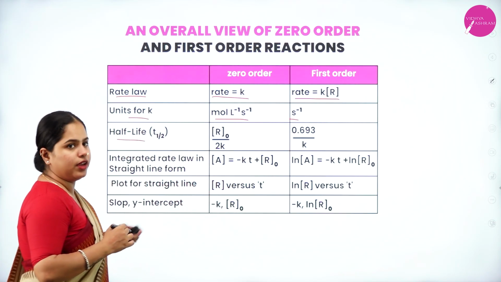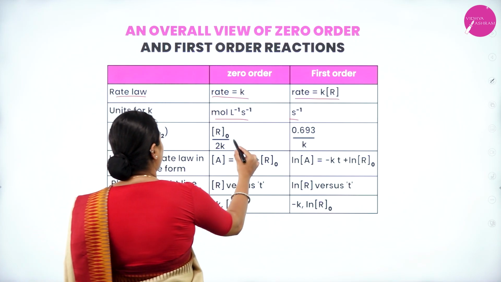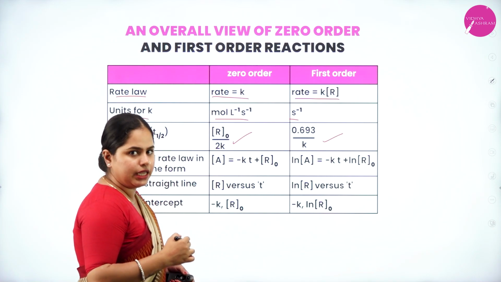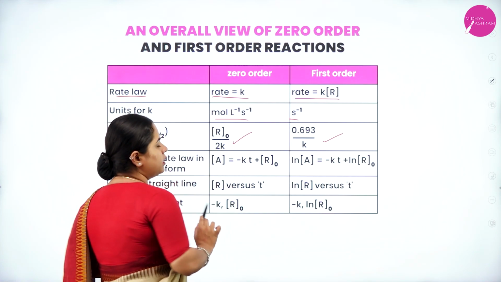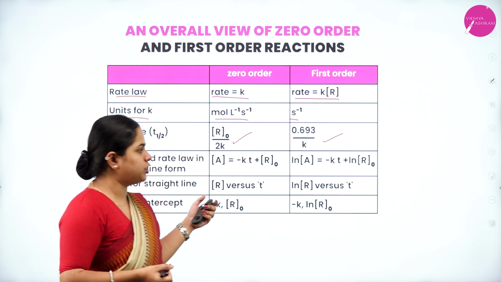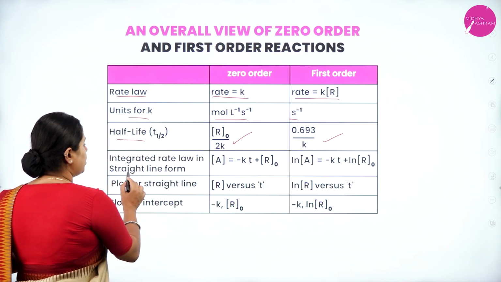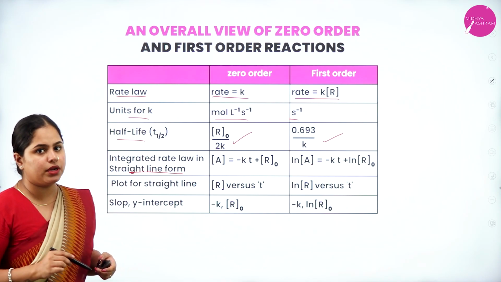Now half-life we have studied in today's session. For zero order it is R0 by 2K, and for first order it is 0.693 by K, right? Here you can remember that it depends upon the initial concentration, and here it does not depend upon the initial concentration. Now the integrated rate law in straight line form, that is Y is equal to mx plus C form.